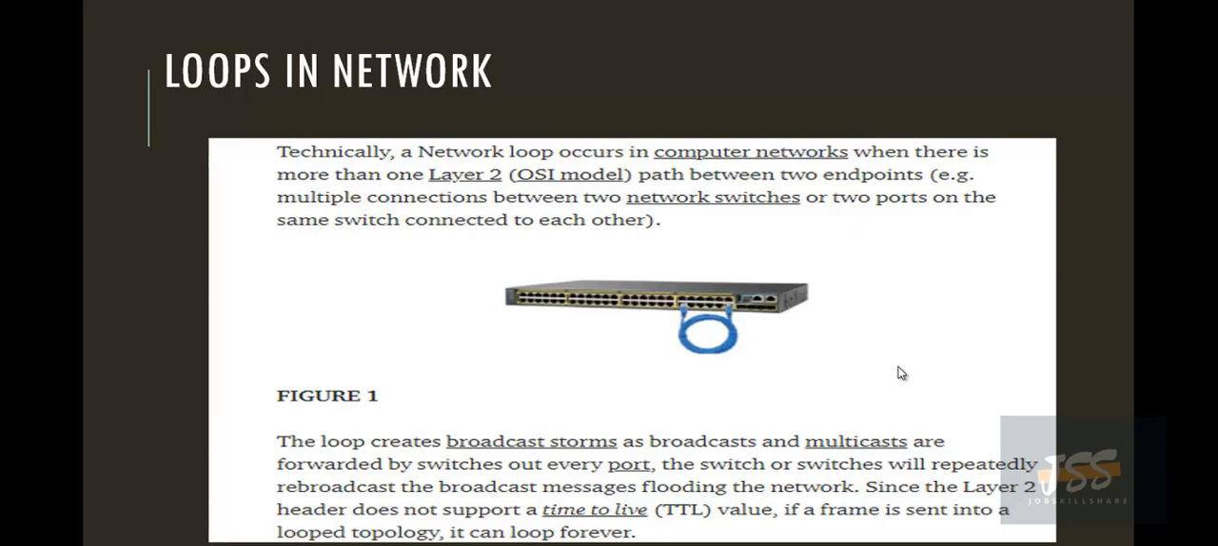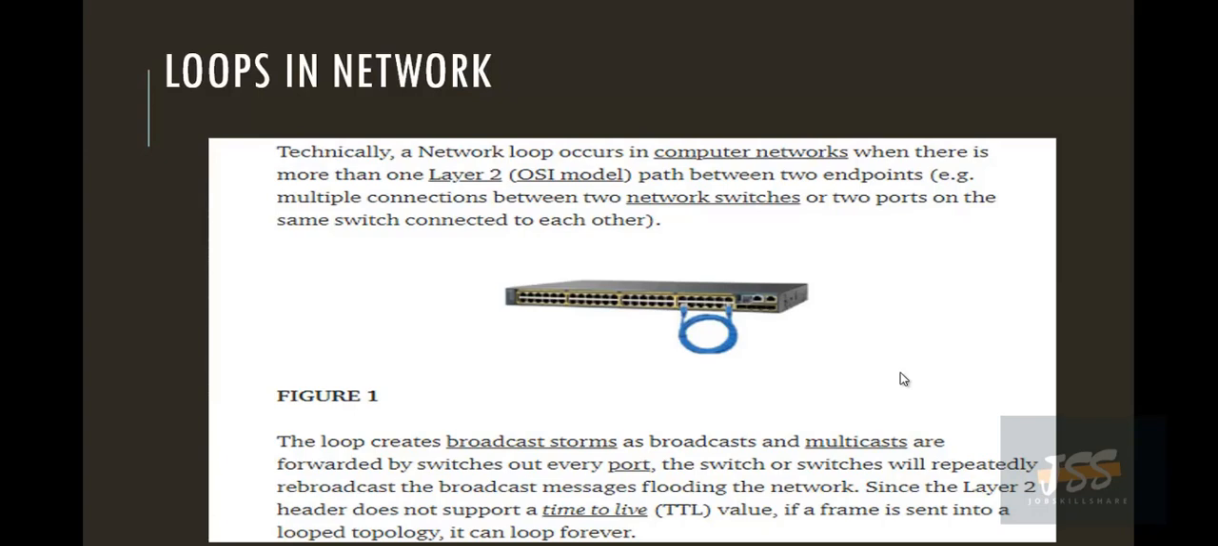You can see in the figure that two ports on this switch are connected to one another. So it is leading to more than one path. This can lead to looping issues in the network.